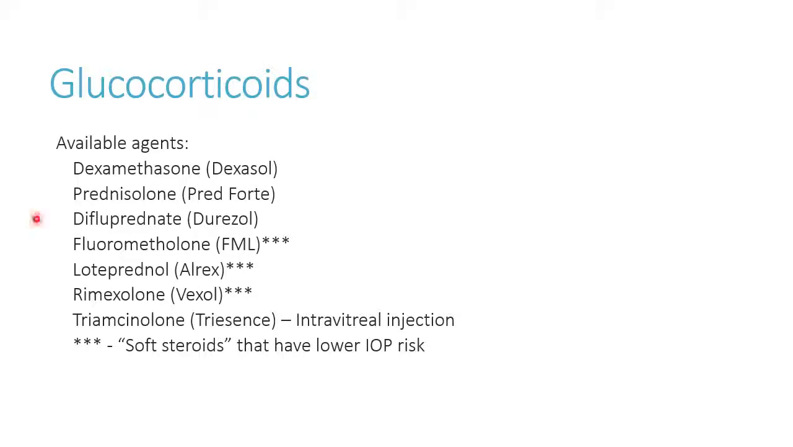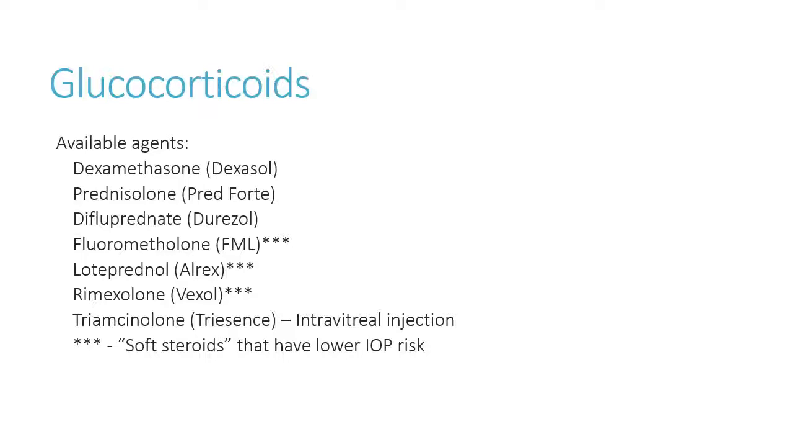Now, the ones we have here include dexamethasone and prednisolone, which we've already seen before, right? We talked about that back in ENT, I believe. We also have a couple other ones: fluorometholone, loteprednol, rimexolone. Triamcinolone is one we'll use for an intravitreal injection most commonly. Now, I noted a few of these with 3 stars. These are what they call soft steroids. These are later additions to the groups of glucocorticoids used ophthalmically.